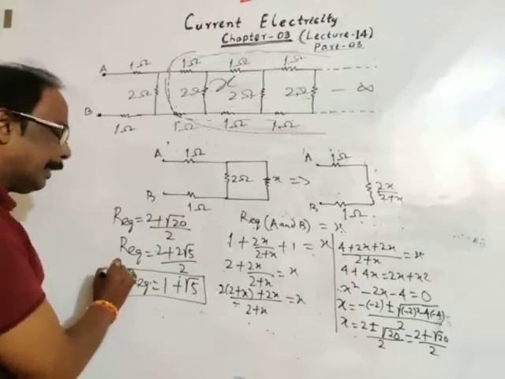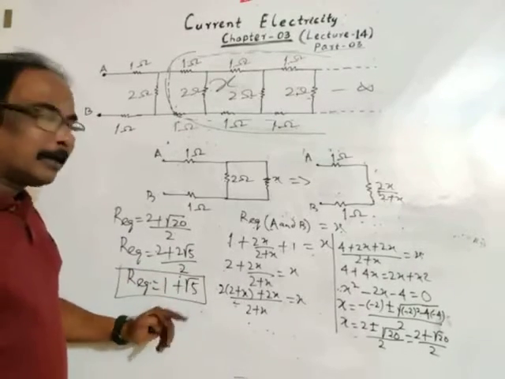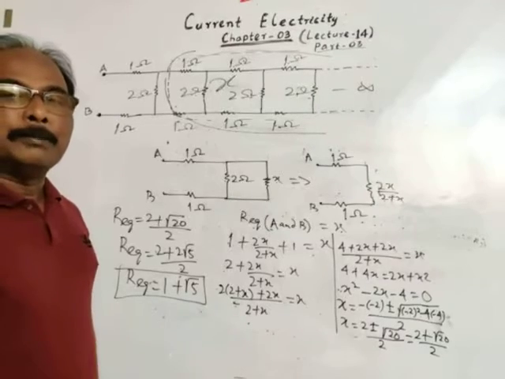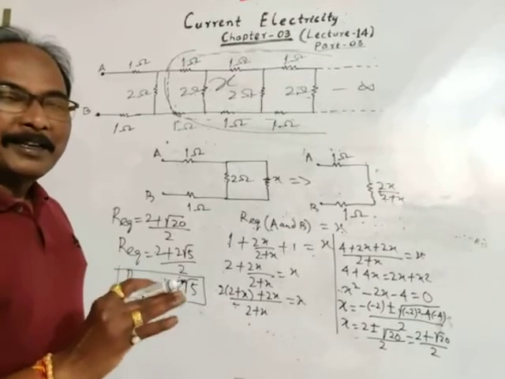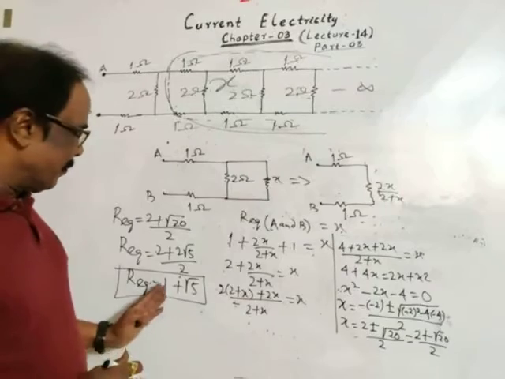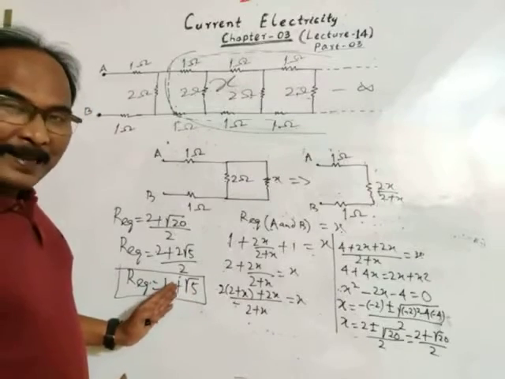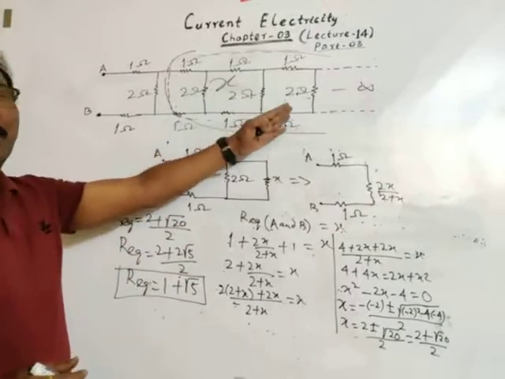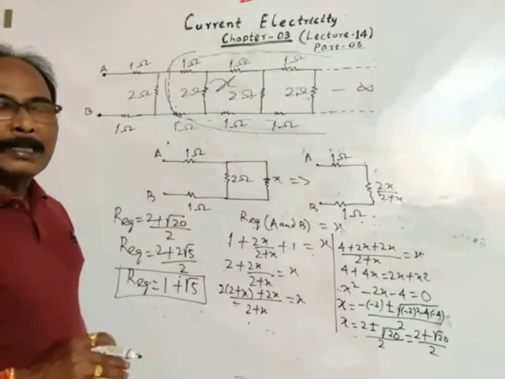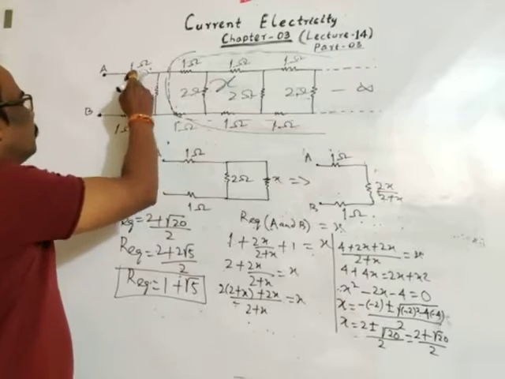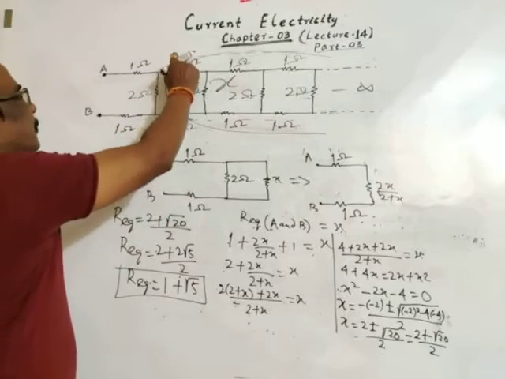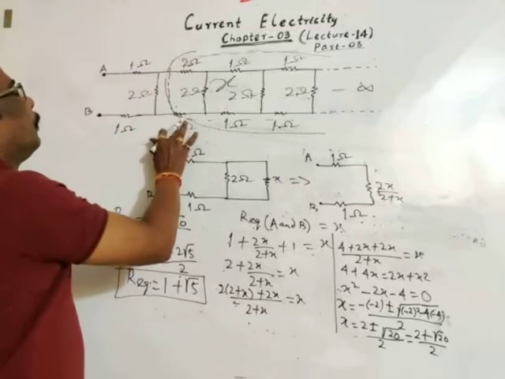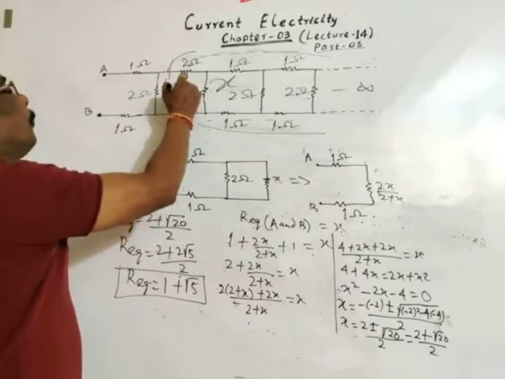So no need to take the negative, because root 5 is greater than 1, otherwise the resistance would come out negative. Resistance is a positive quantity, so we have taken plus. Sometimes the values may differ in this type of circuit. This is 1, 2, 1. This may be 2, 2, 4.